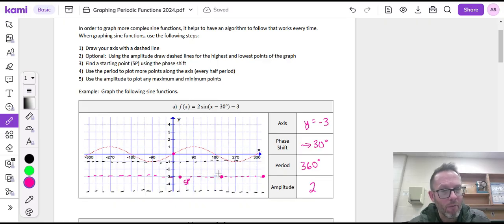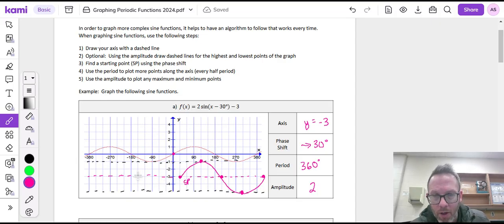I know that halfway between these two values, I will reach a maximum. And halfway between these two values, I will reach a minimum. And we have a nice, accurate sketch of our sine function, at least one cycle of it. And then what I'd like you guys to do is fill up your graph with more points. So we'll go back the other way.